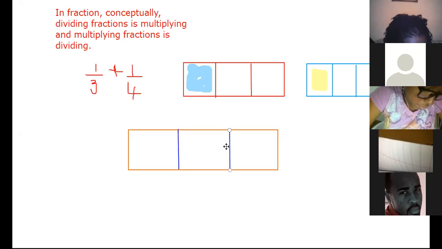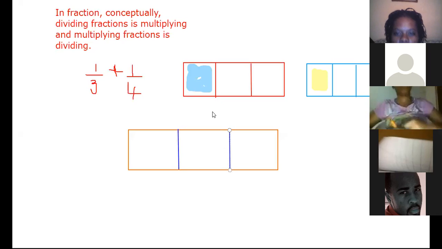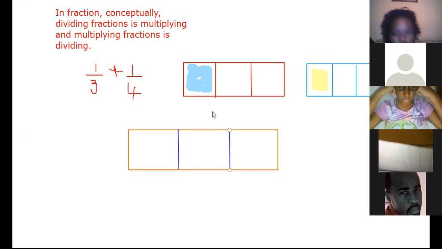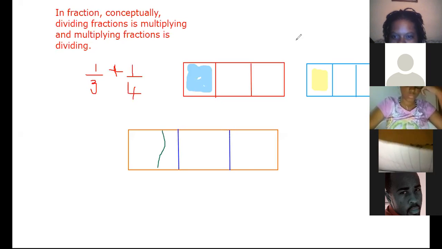All right, so I have split my one whole into 1/3. Everybody see that? All right, I'm going ahead now to split into 1/4, the same one whole, using a different color.